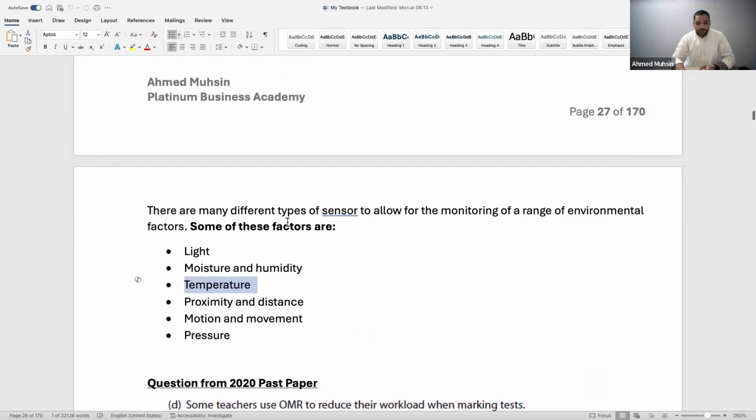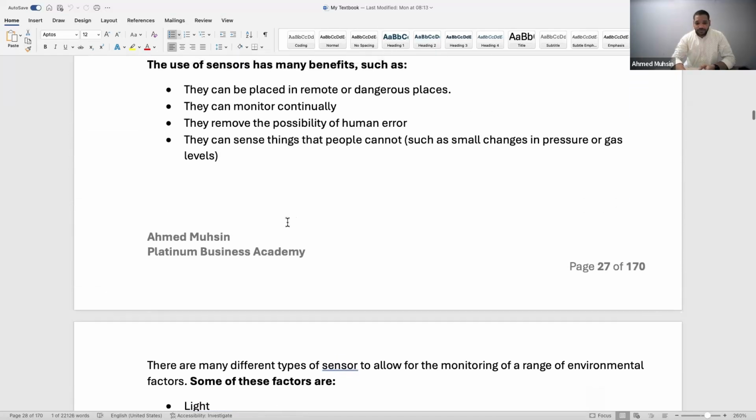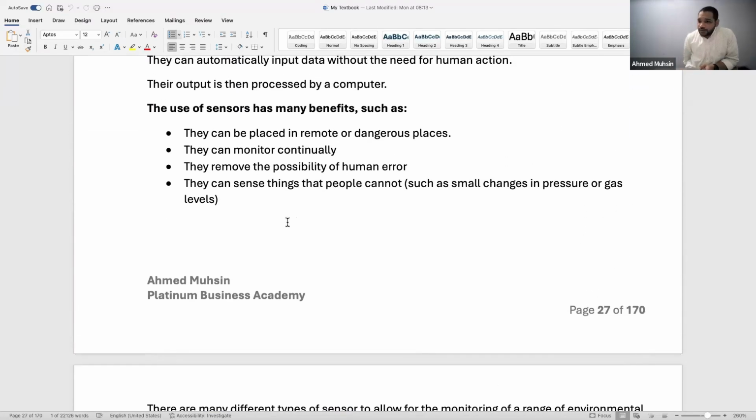Can you guys move on to the top now? Back to page 27. Everybody, can you all come back to page 27? Can you all see the benefits of sensors? Everybody, can you all read the benefits of sensors?